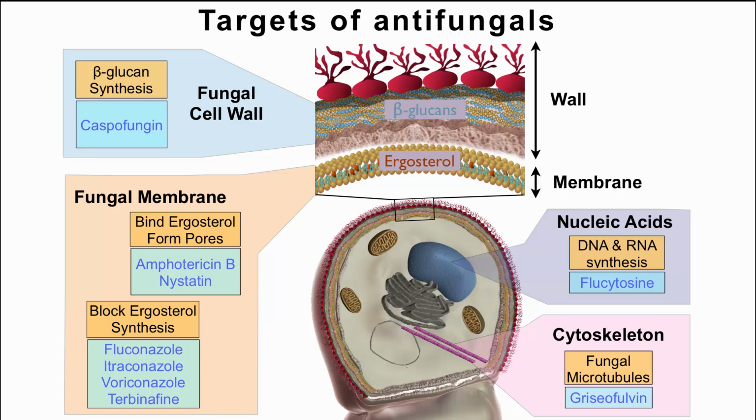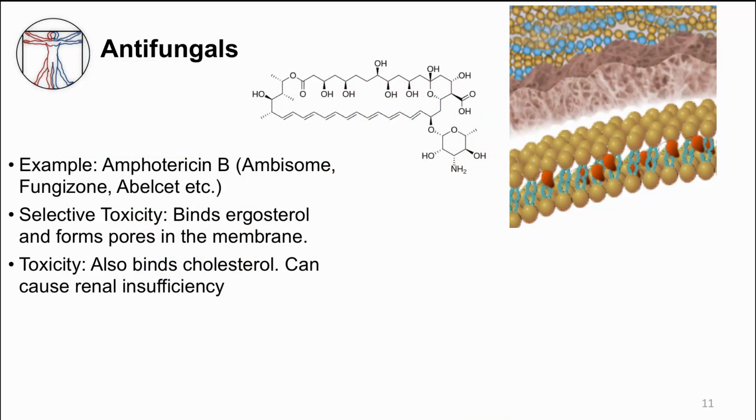So the fungal cell wall and membrane are good targets, and many of the antifungal medications that you will use or encounter affect these two targets. There are other targets like nucleic acids and cytoskeleton, as you can see in the slide. A specific antifungal you might use or encounter is called amphotericin B, which targets the fungal cell membrane.